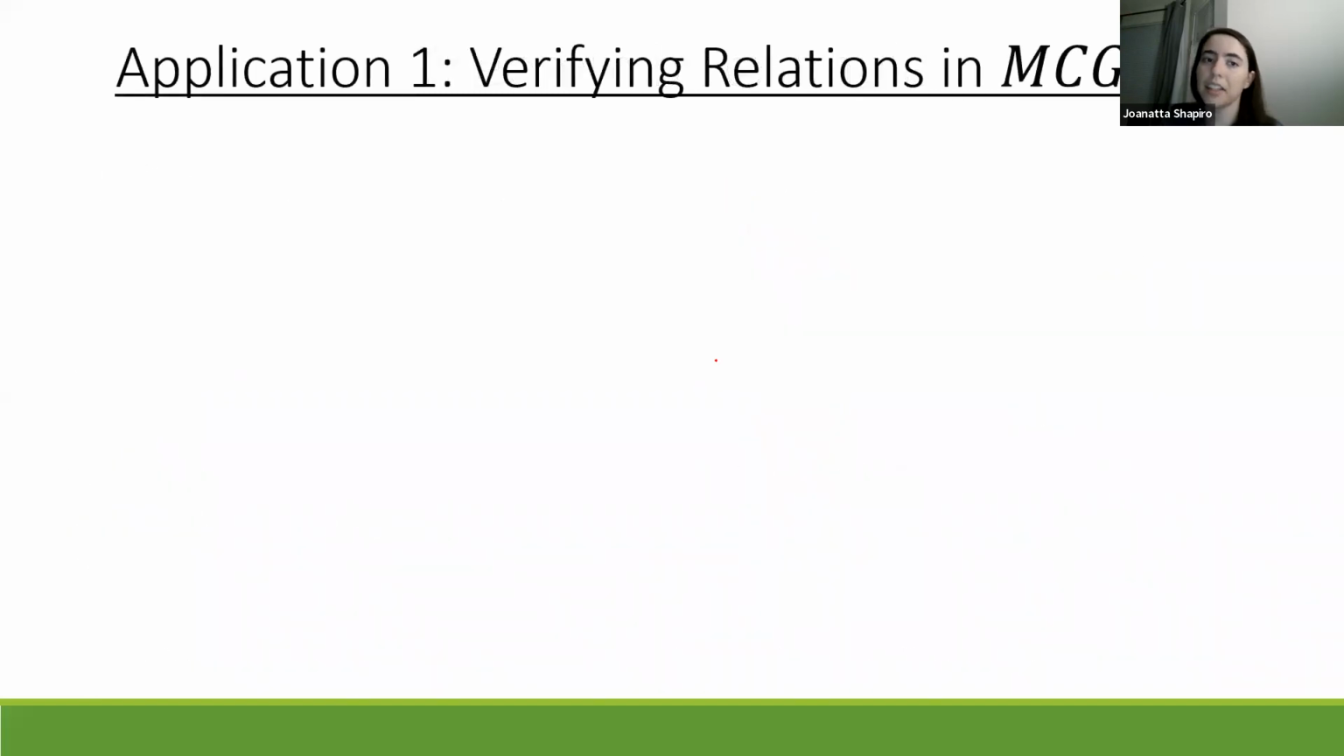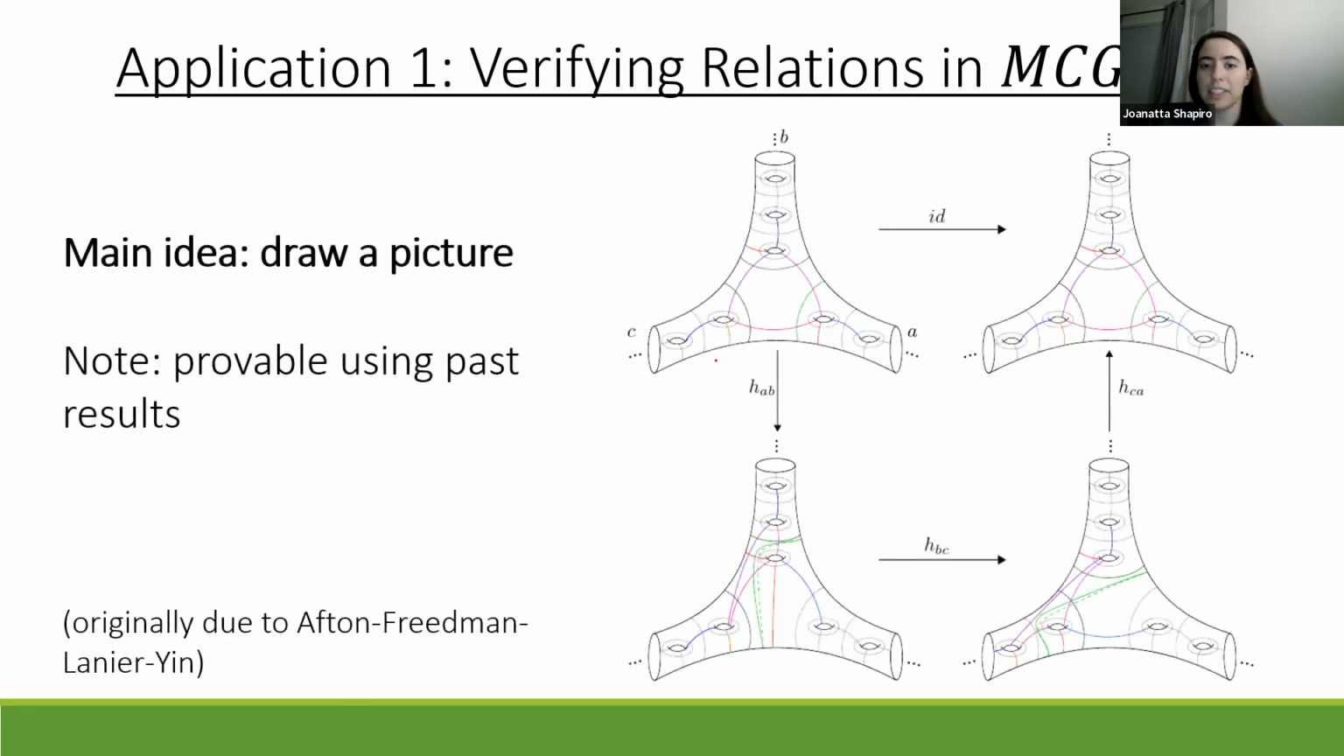That being said, let's take a look at a few applications of the Alexander method. The first application is that we can verify relations in the mapping class group. The way that we do this is basically we draw a picture. A bit more work goes into it, but the main thing we need to do is take our surface, take an Alexander system on the surface, and follow how this Alexander system is acted on by our homeomorphism. We know that this is provable using past results, especially those of Hernández, Morales, Valdez.